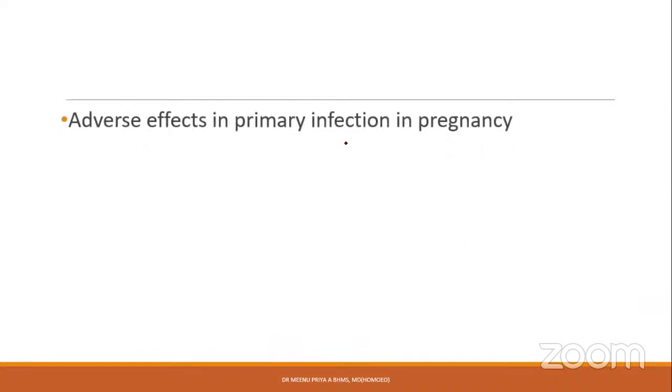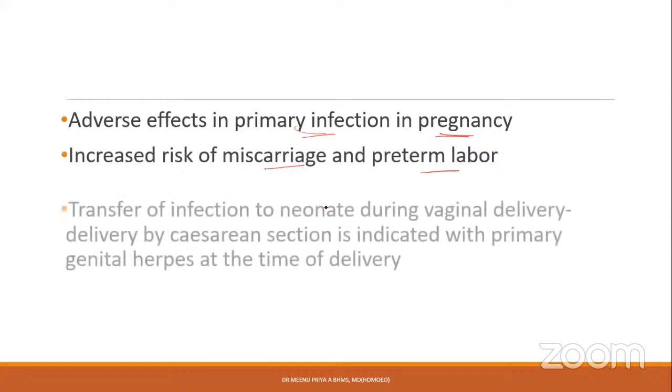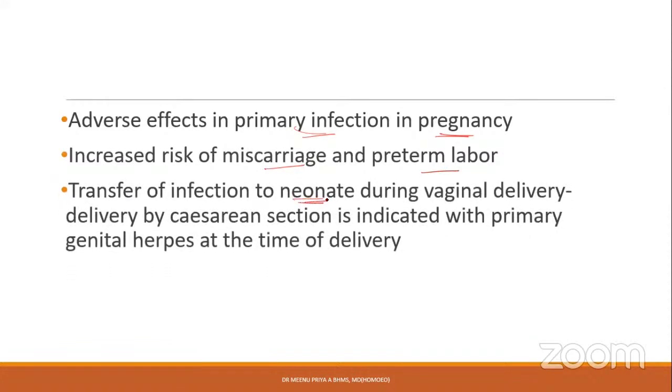So, adverse effects of primary infection in pregnancy. In pregnancy, if there is primary infection, it causes adverse effects. So increased risk of miscarriage and preterm labor is seen, and transfer of infection to the neonate is also seen during vaginal delivery, and delivery by cesarean section is indicated with primary genital herpes at the time of delivery. If primary genital herpes is seen during the pregnancy, C-section is indicated, because the transfer of infection to the neonate occurs if vaginal delivery is done.